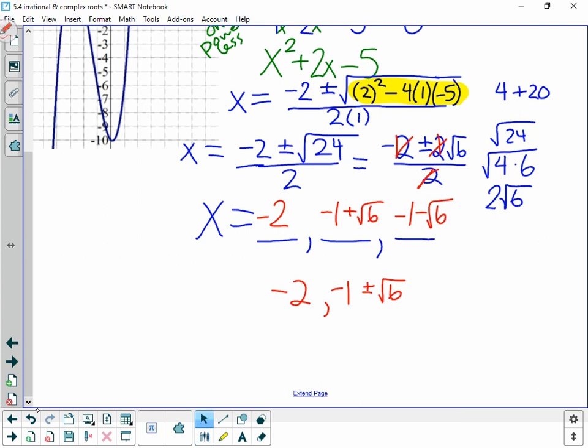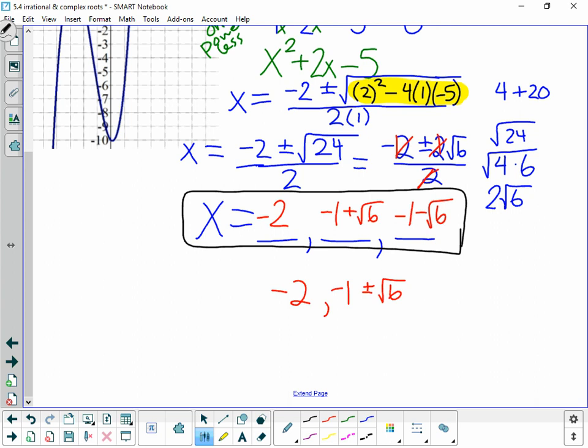I just want to make sure that you understand that that plus or minus symbol does mean negative 1 plus root 6 and negative 1 minus root 6. It means we have 2 roots there. So our 3 roots are now found. Now, I think sometimes we look at a number like negative 1 plus root 6 and maybe we don't really understand where that would show up on the graph.